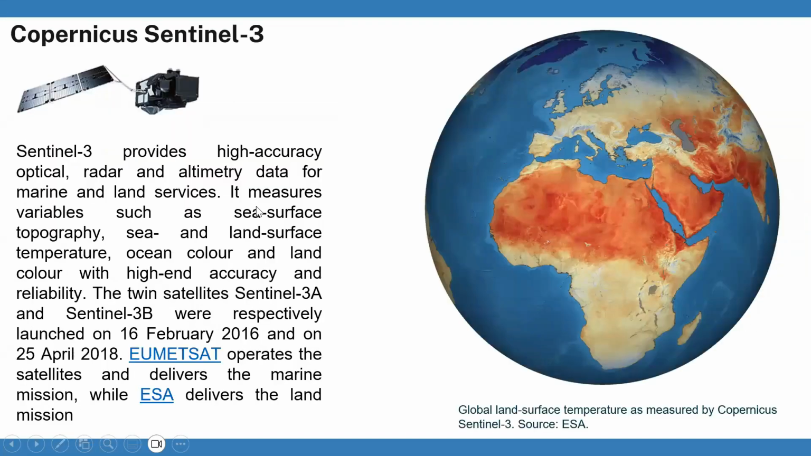What about Copernicus Sentinel-3? This mission provides high accuracy optical, radar and altimetry data for marine and land surfaces. It measures variables such as sea surface topography, sea and land surface temperature, ocean color, and land color with high accuracy and reliability. The twin satellites Sentinel-3A and Sentinel-3B were respectively launched in February 2016 and in April 2018.